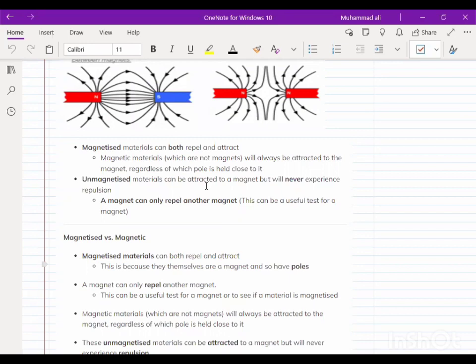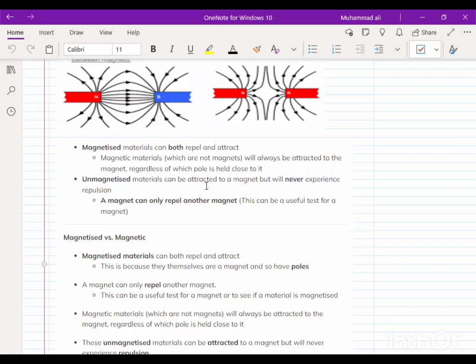But unmagnetized materials can be attracted to a magnet, but they will never experience repulsion. So this is how you can tell magnetic and unmagnetized materials apart: magnetic materials will always be attracted, and unmagnetized materials can be attracted, but they will never experience repulsion. Now a magnet can only repel another magnet. This is a very important point. The only sure test of a magnet is repulsion.